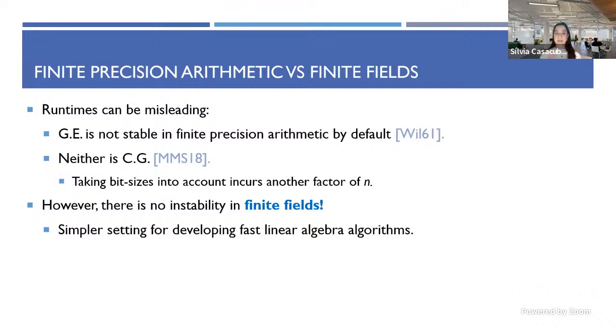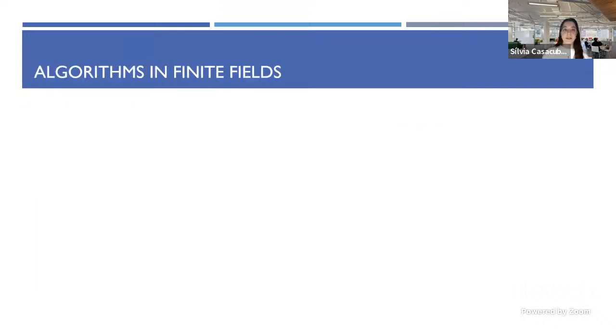But also there's an interesting interplay between algorithms in finite precision arithmetic and those in finite fields. And it's beneficial in both directions. So there are instances of algorithms that were developed in the reals and then adapted to finite fields, or we first develop them in finite fields and then we make them numerically stable. So that's to motivate why we care about these algorithms occurring in finite fields.